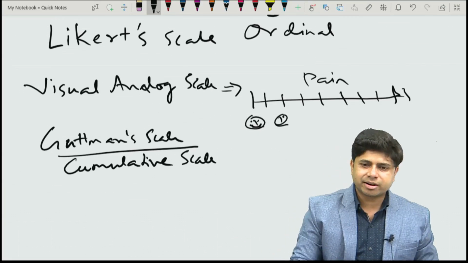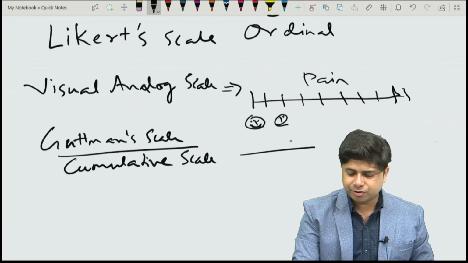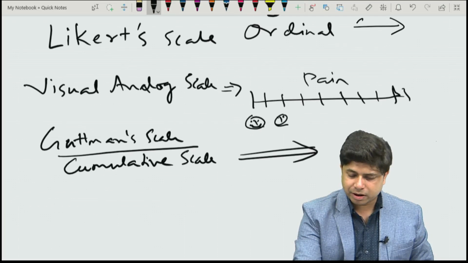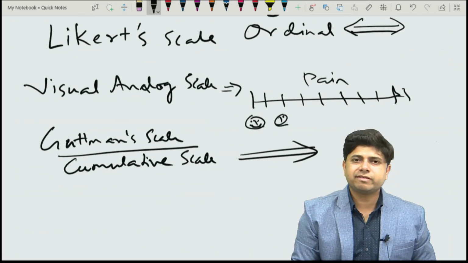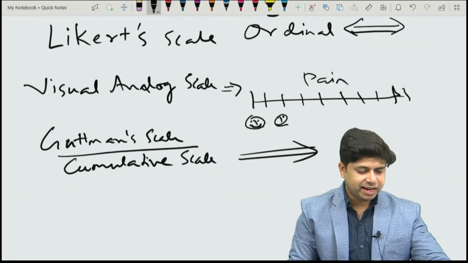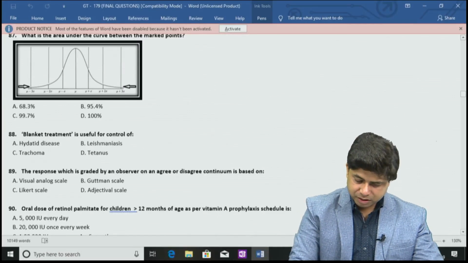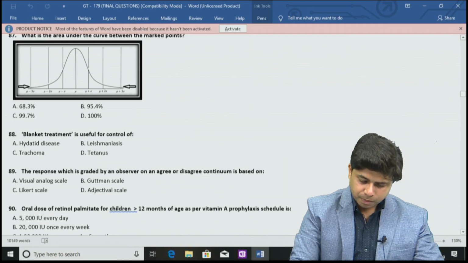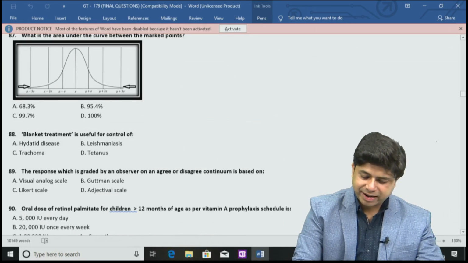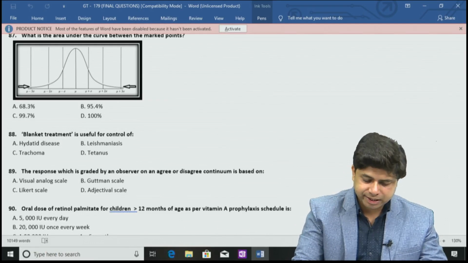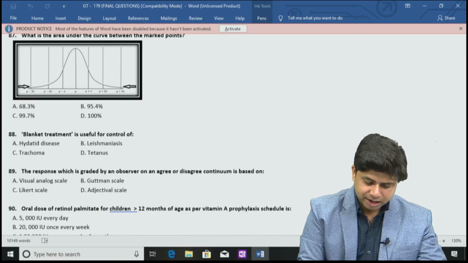So this is the Guttman's scale. This is cumulative and is unipolar. And what is Likert? Likert is bipolar. So that is the difference between Likert's scale and Guttman's scale. And visual analog, I already told you. So the question was graded by an observer on agree or disagree. That means bipolar, and that is Likert's scale. So the answer is Likert's scale.